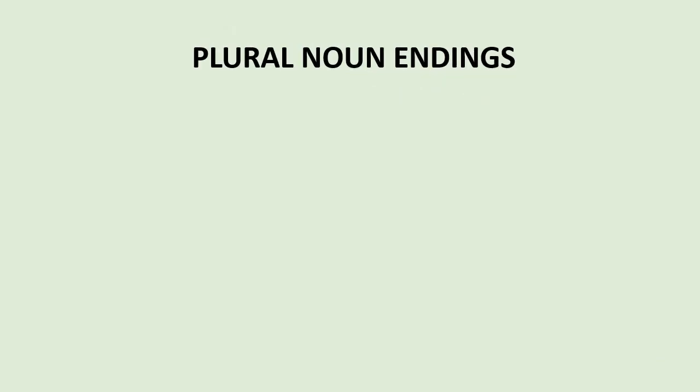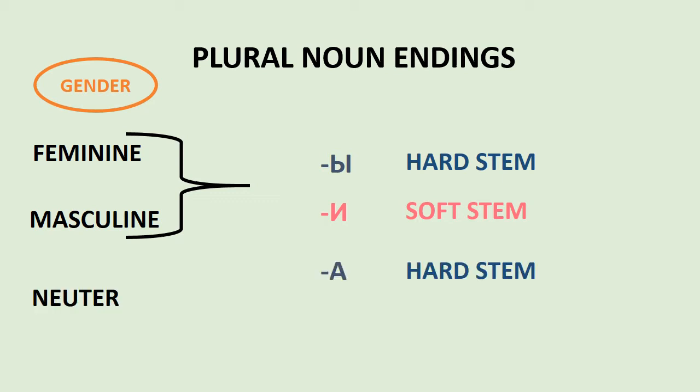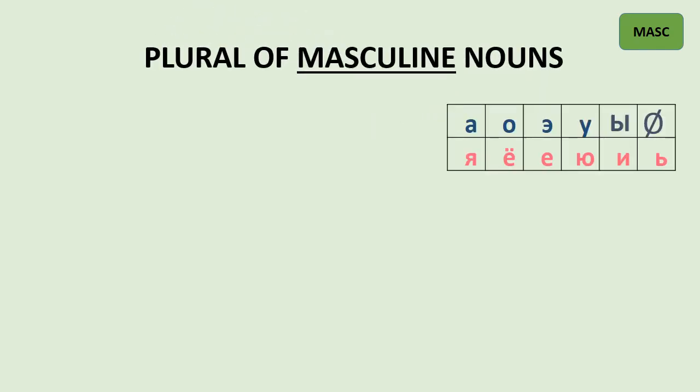Okay, let's see how we use this information to make plural noun endings. Nouns belonging to different genders acquire different endings in plural. As you remember, there are three genders in Russian: feminine, masculine, and neuter. So if a feminine or masculine noun has a hard stem, the ending we need is ы. If a feminine or masculine noun has a soft stem, the ending we need is и. For neuter nouns with a hard stem, we use а to make it plural, or я if the stem is soft. Let's look more closely at how we make plurals of masculine nouns.